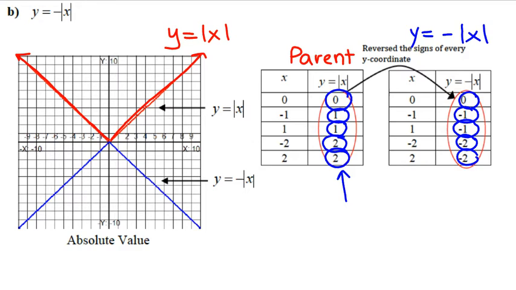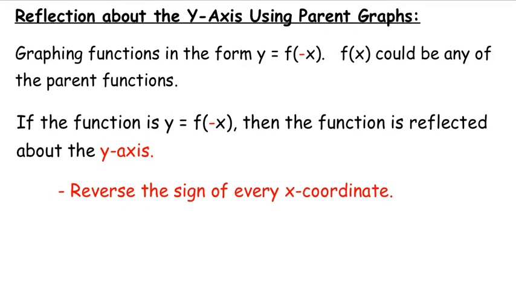Now, when we look at those ordered pairs, here's 0, 0, over 1, down 1, left 1, down 1, right 2, down 2, left 2, down 2. And that is going to reflect it about your x-axis. Imagine having this horizontal dotted line and folding the piece of paper along that. Notice that the red and the blue functions would become on top of each other. So that's our reflection.